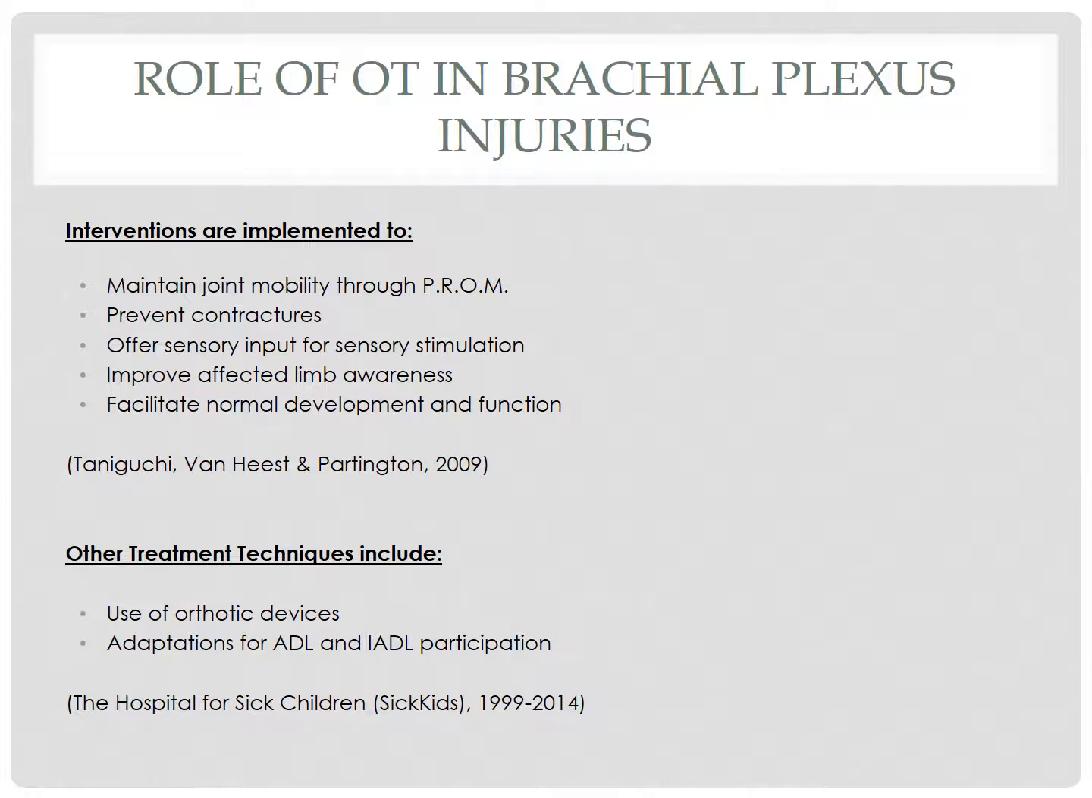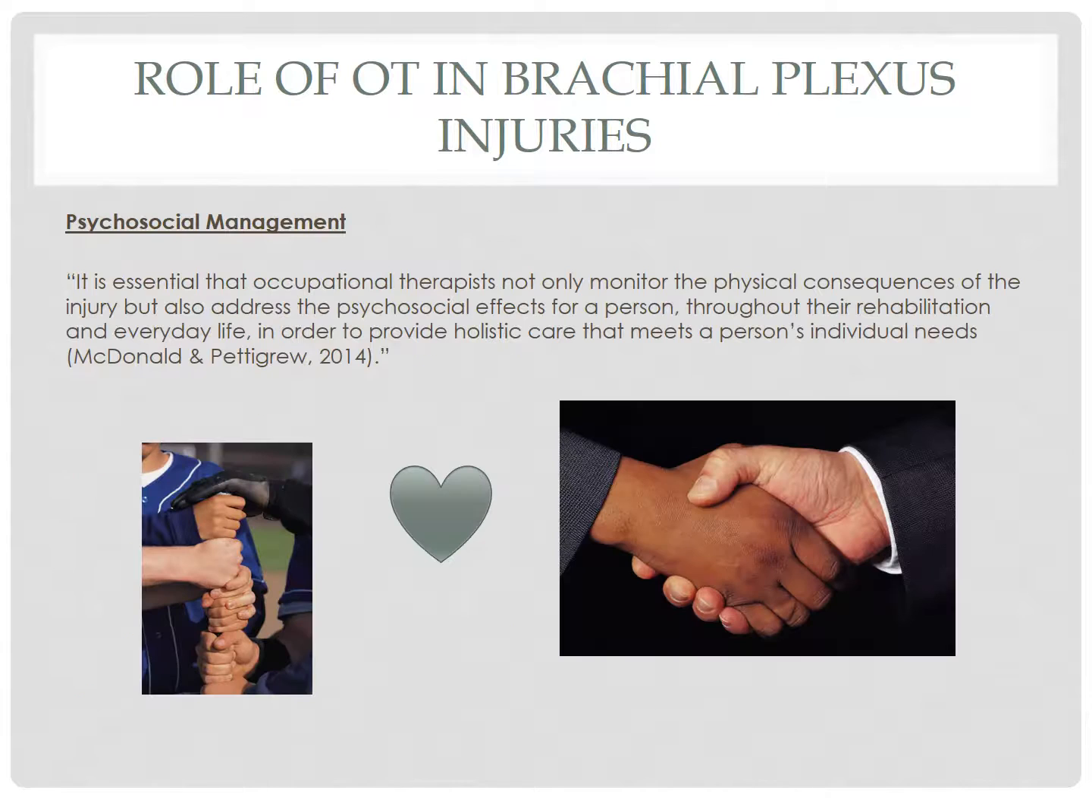Interventions that are implemented for really any age includes maintaining joint mobility, preventing contractures, providing sensory input, improving awareness of the limb that has been affected, and helping to facilitate normal development and normal function of the upper extremity. Some other treatment techniques might be using an orthosis or helping the individual to learn how to adapt their ADL and IADL activities.